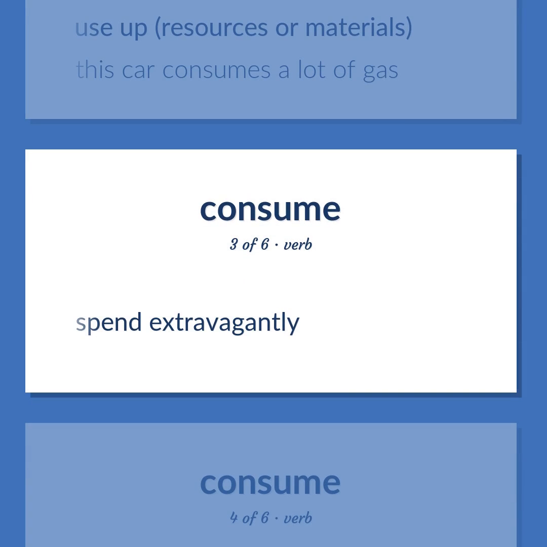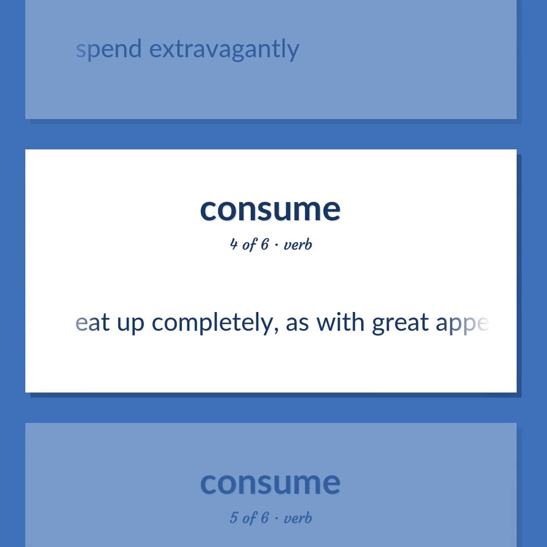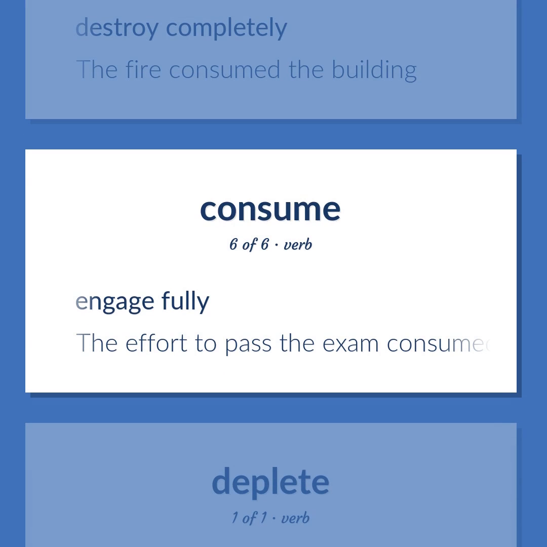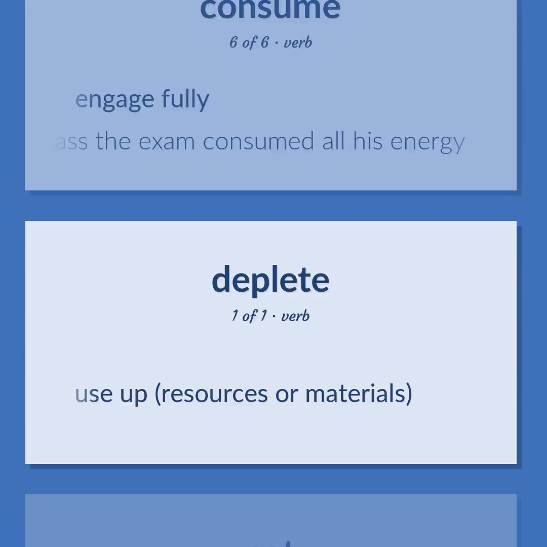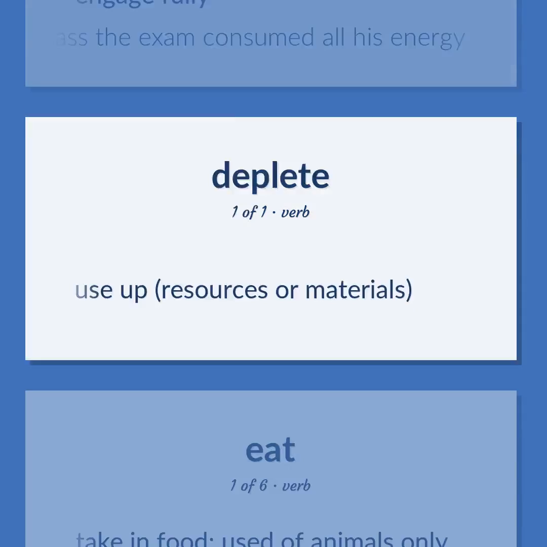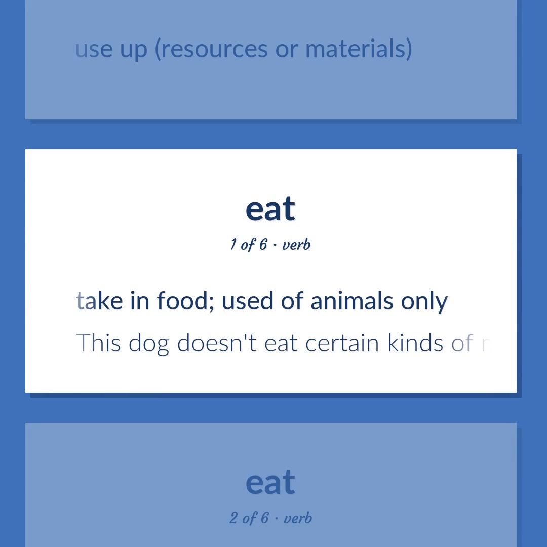Spend extravagantly. Eat up completely, as with great appetite. Destroy completely. The fire consumed the building. Engage fully. The effort to pass the exam consumed all his energy. Use up resources or materials. Take in food, used of animals only. This dog doesn't eat certain kinds of meat.